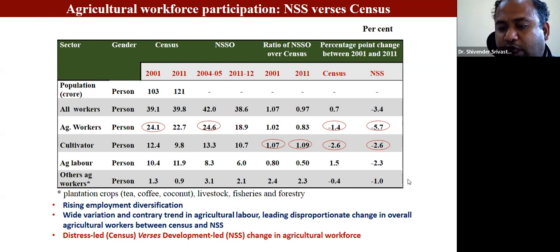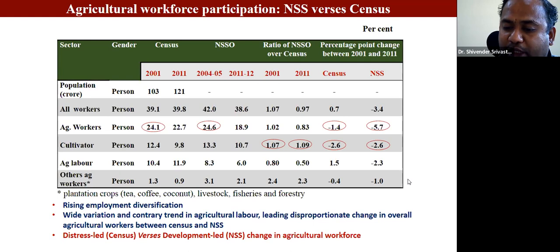So possibly cultivators are leaving their jobs, they are not finding agriculture profitable, so they are becoming laborers. They are being converted from cultivators to laborers. And that is a distress-driven narrative which many scholars are giving and publishing in journals. But if you use NSS data, you will find another narrative, which shows that cultivators are declining, and they should decline because they are moving from agriculture to the more productive non-agriculture sector, and in addition to cultivators, laborers are also declining.